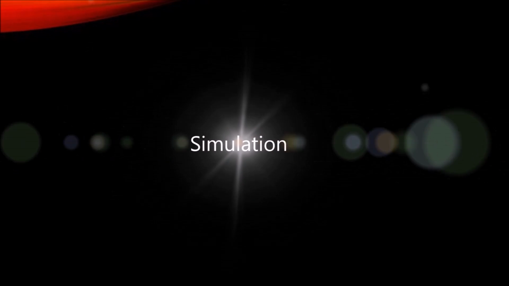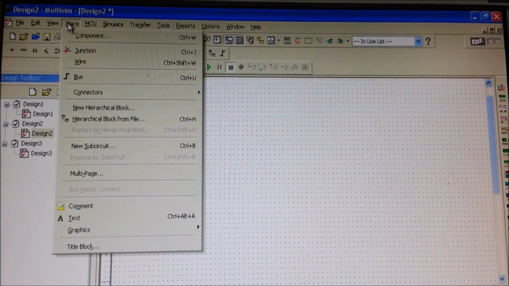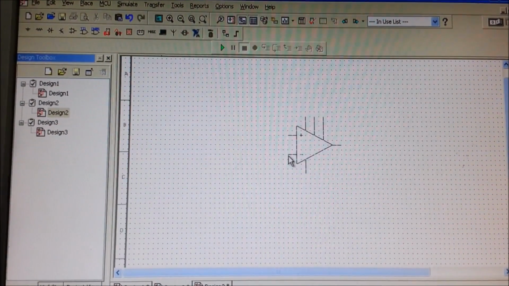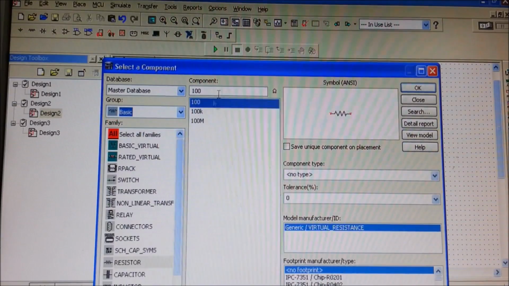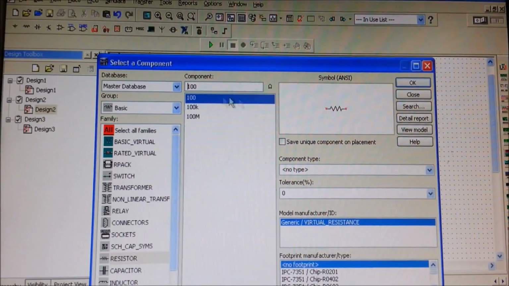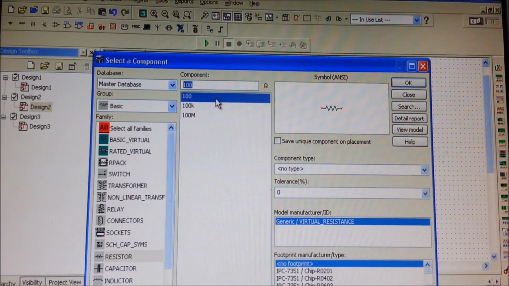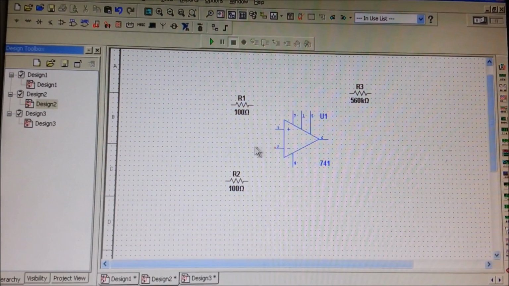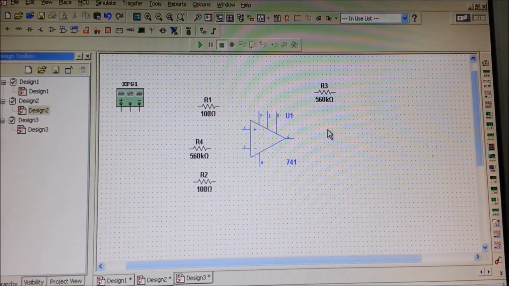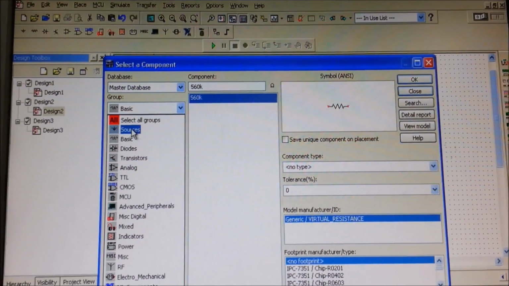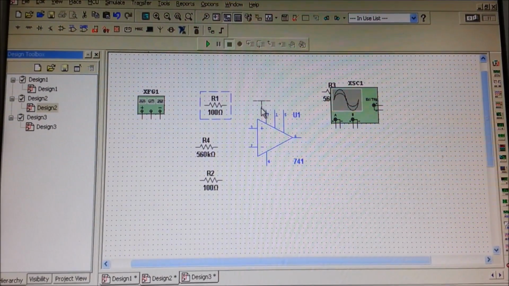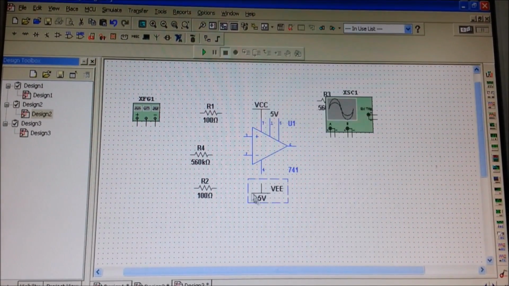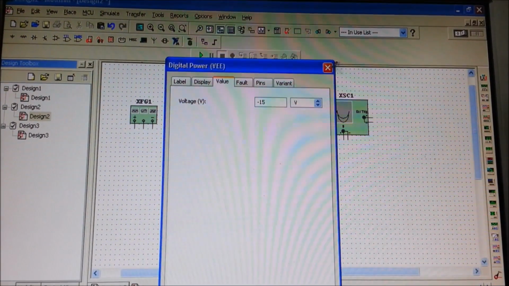Now it's time to simulate it over Multisim. Under component group and analog, place the 741 IC over the console window, and under basic, place pairs of resistors, that is R1 and R2 as 100 ohm and R3 and R4 of 560 kilo ohm. Now place the function generator and CRO on the console, and under the sources place VCC and minus VEE on the console. Set them as plus 15 volts and minus 15 volts respectively.